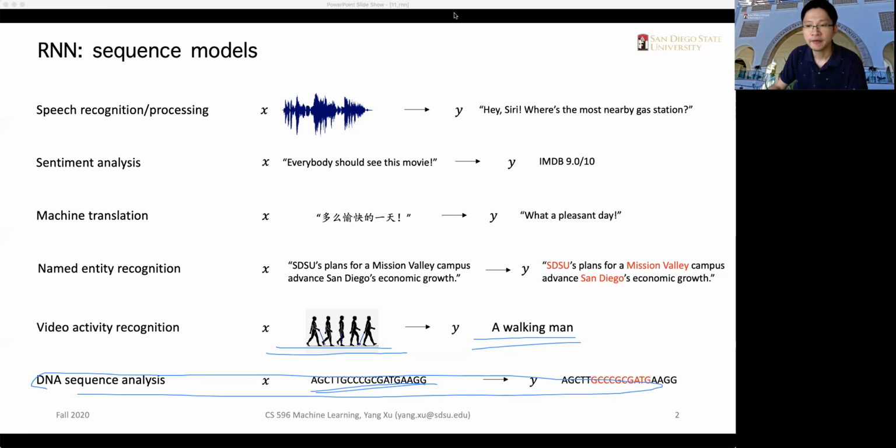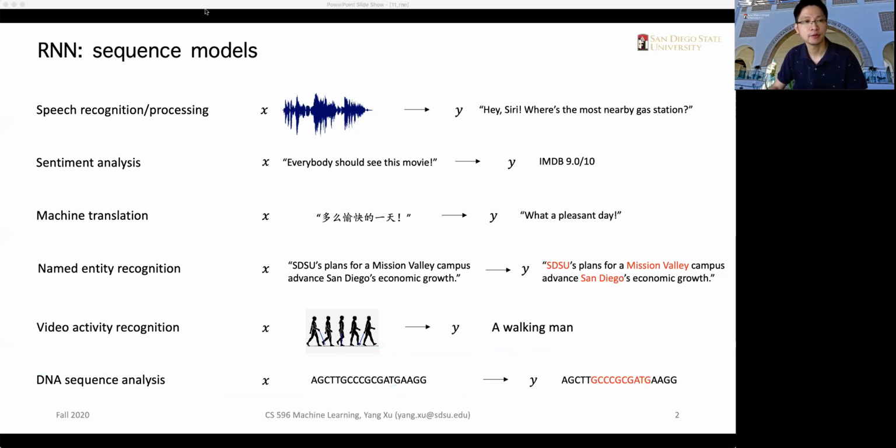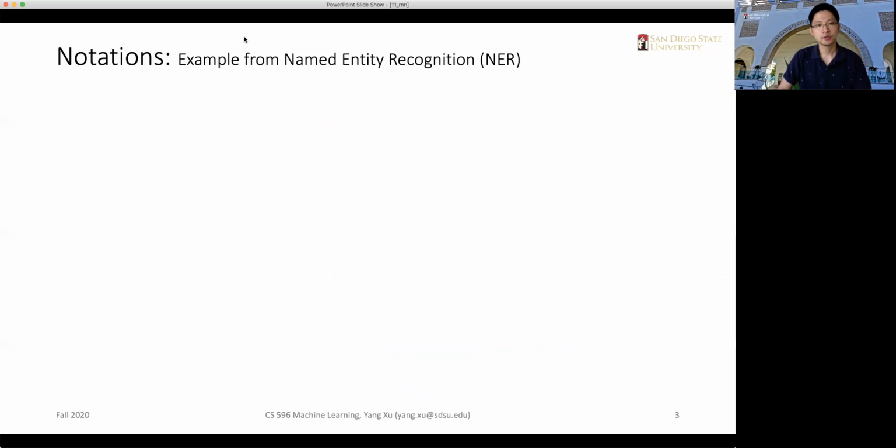Anyway, having talked so much about the examples, let's look at what an RNN consists of. What are the basic building elements of an RNN? Okay, so let's first introduce some notation using an example from named entity recognition. It's a natural language processing task, and the input is a sequence of words, or a sentence. Say in this input sentence, we have a bunch of words.